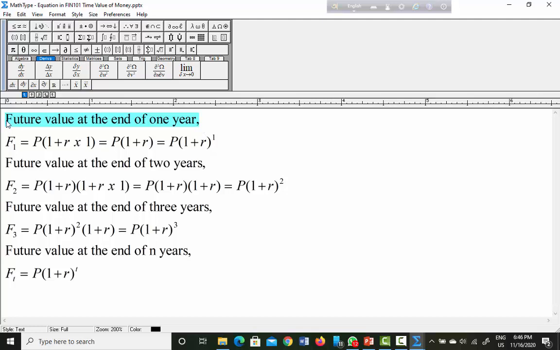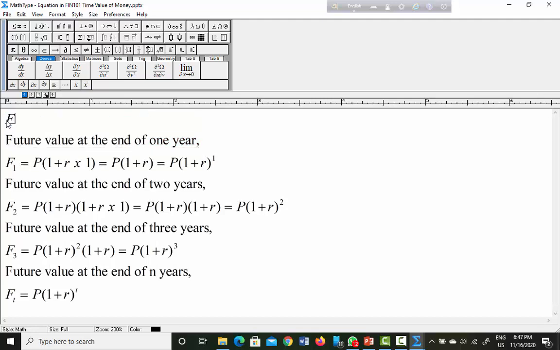If we use the simple interest formula, we know that the formula is P into 1 plus RT. That's the future value of any amount using simple interest. For example, you are investing 1 year by 1 year. So future value of any amount after 1 year, let us write it as F1. Since you have invested for only 1 year, P is the present value or initial investment. 1 plus R multiplied by T, where T is 1, because you have invested for 1 year. So what we will get? R multiplied by 1, that means P into 1 plus R.